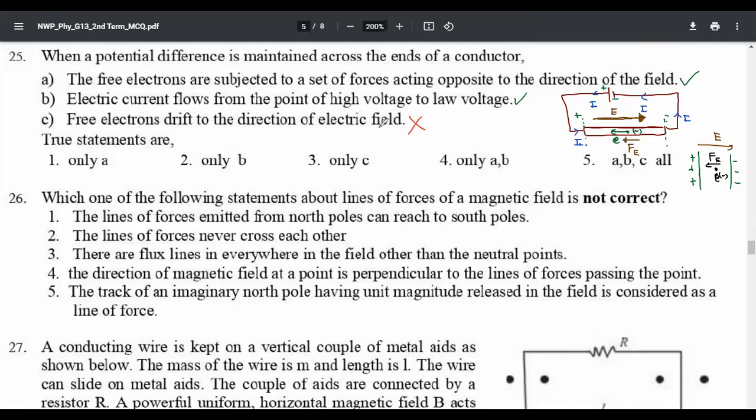C is wrong. If C is wrong, this is wrong. There's two statements they're asking. And definitely B is correct, isn't it? B is correct. Electric current flows from the, okay, this is correct. So A is wrong. It's either second or fourth. A set of forces. I can think of only one force. Any other forces acting on the electron in that direction, people?